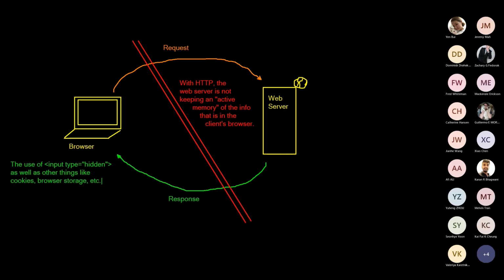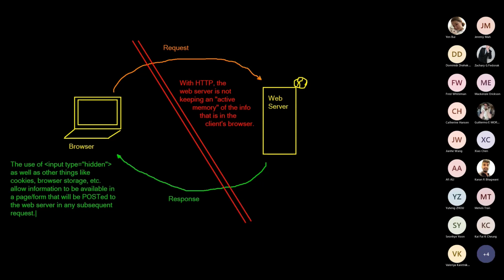So the use of things like the input type hidden, as well as other things like cookies and browser storage and all that sort of stuff, allow information to be available in a page or form that will be posted to the web server in any subsequent request. And other techniques can be used as well.